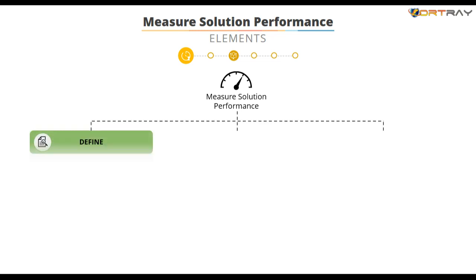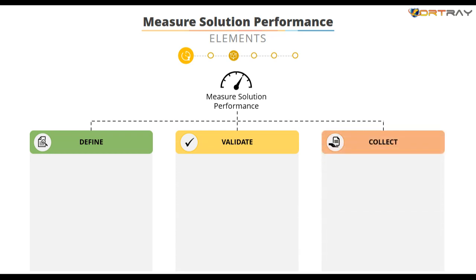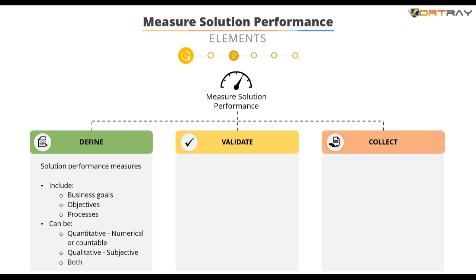These include define solution performance measures, validate performance measures, and collect performance measures. For defining solution performance measures, business goals, objectives, and processes are common sources of measures. Solution performance may be quantitative, qualitative, or both depending on the value being measured. Quantitative measures are numerical and countable, such as the average number of requests processed per day, average number of claims settled per day, and so on. Qualitative measures are subjective and can include attributes, perceptions, or any other subjective response.